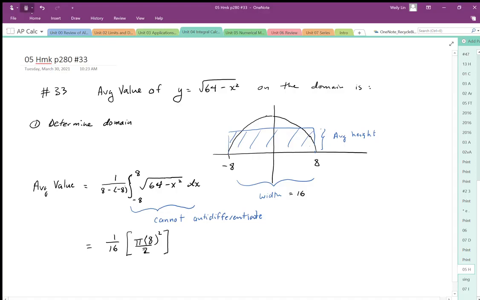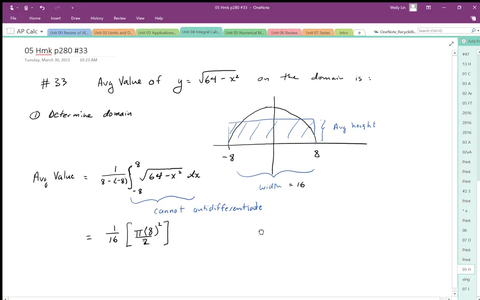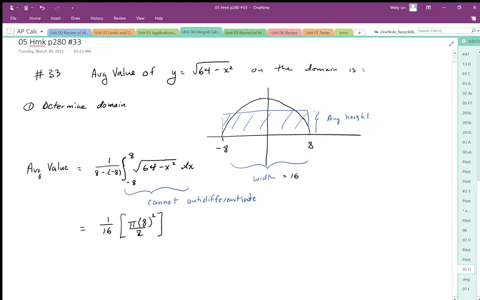So then when we do this calculation, it's going to be 64 divided by 2 is 32, divided by 16 is going to be 2. So the average height of this function is going to end up being 2 pi. So it looks like the answer is C.